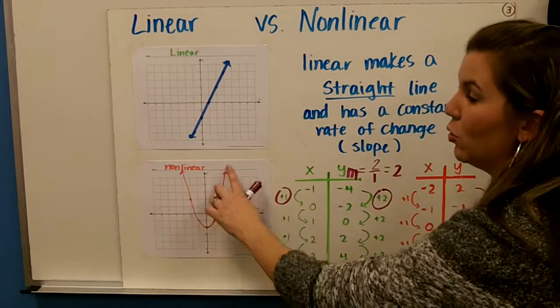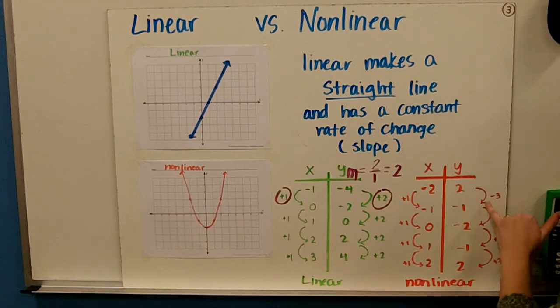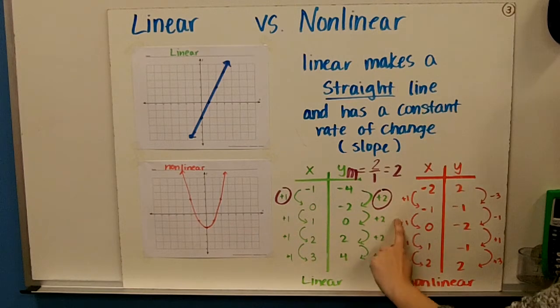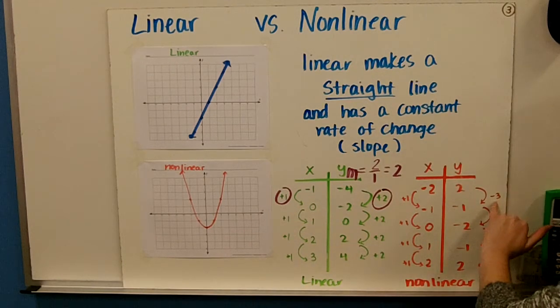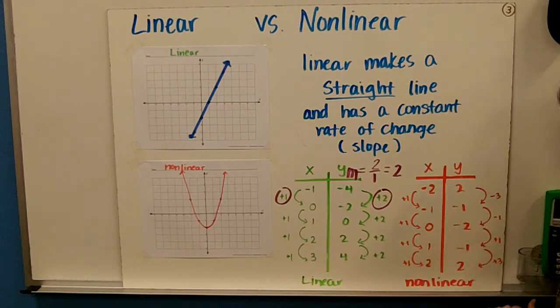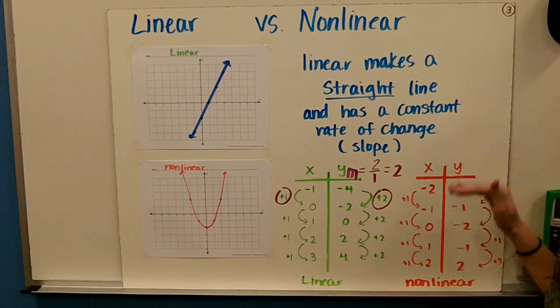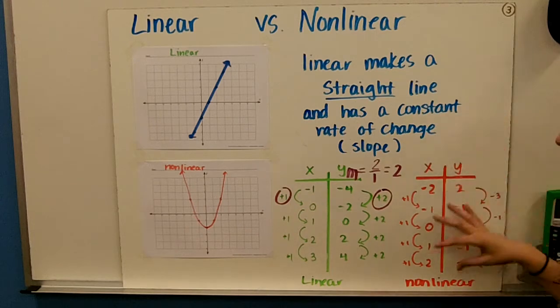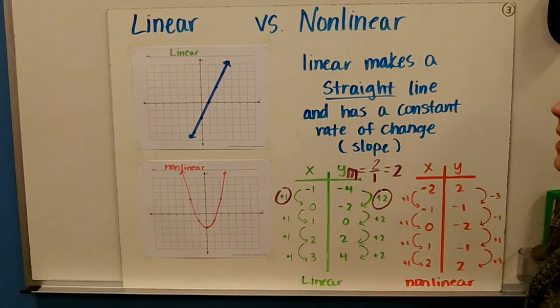However, I've written down the ordered pairs for the nonlinear graph, and you can see they go down 3, down 1, up 3, where the x's go up 1 every time. If I do -3 over 1, -1 over 1, 1 over 1, or 3 over 1, I don't get the same answer every time. This is nonlinear. It does not have a constant slope.